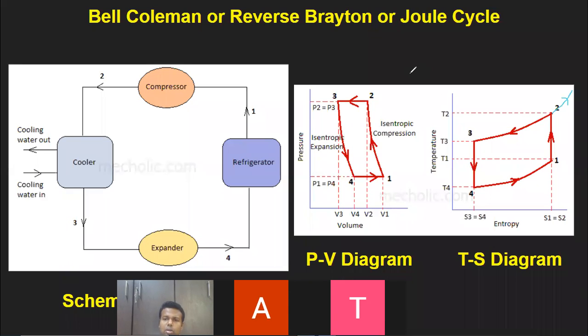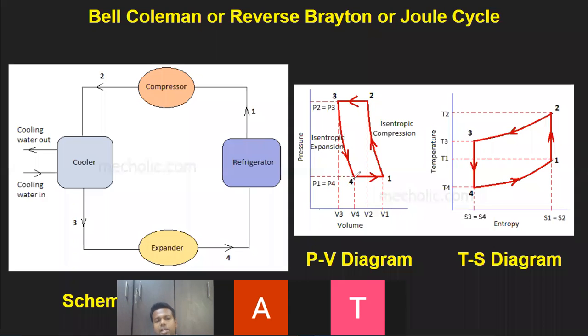Okay, now let us move from the next process, 3 to 4. You can see, 2 to 3 is conducted in a cooler, 3 to 4 is an expander. So let us see this process 3 to 4. As you can see, it is exactly the reverse of 1 to 2. So 1 to 2 was a compression, 3 to 4 is expansion.